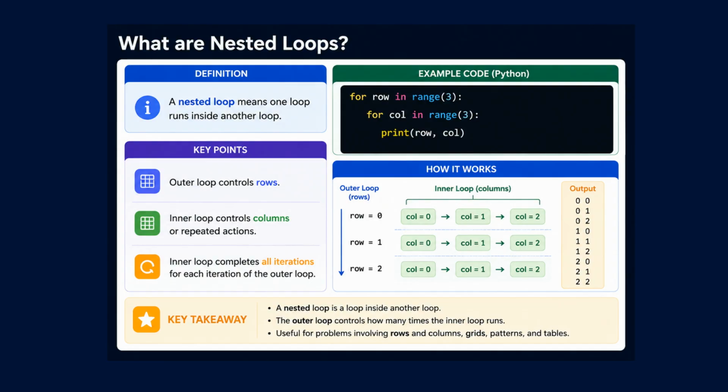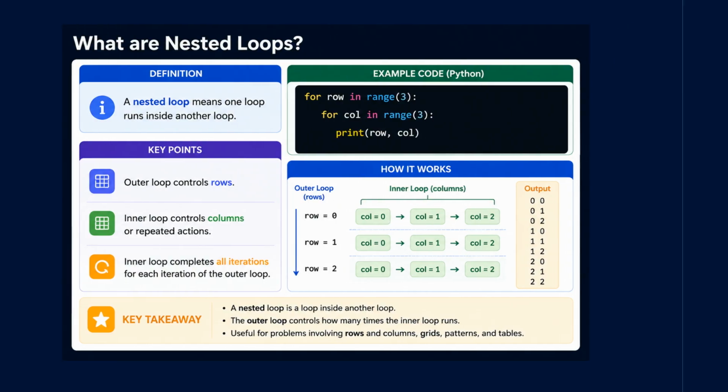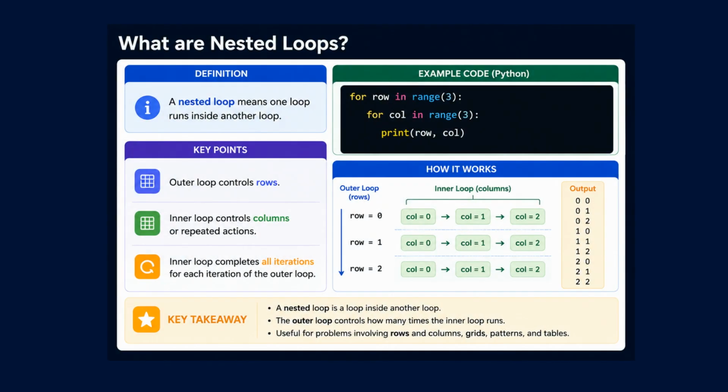Then the outer loop moves to row 1, and the inner loop repeats again. 1, 0, 1, 1, 1, 2. Finally, the same process happens for row 2. Nested loops are very useful for creating tables, grids, patterns, and game maps.